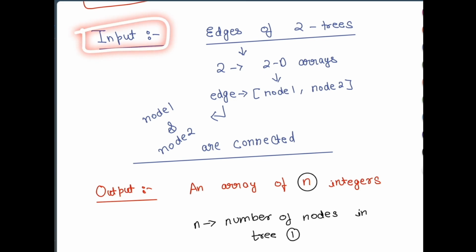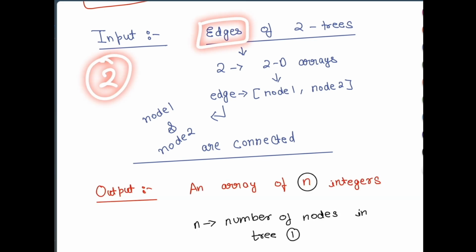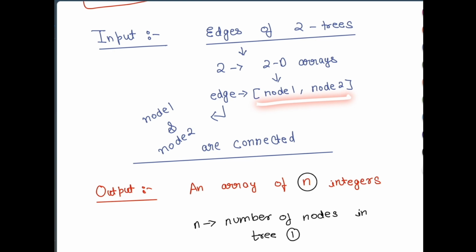So the given input in the problem is edges of two trees. So basically we are given two trees in the input, and we are given the edges of the trees. These edges are two-dimensional arrays. So in the input there are two-dimensional arrays, and these arrays are actually the edges of the trees. Now each edge looks something like this, which is an array of two elements, node 1 and node 2. And this edge is telling us that node 1 and node 2 are connected. That is, we can go from node 1 to node 2 or node 2 to node 1.